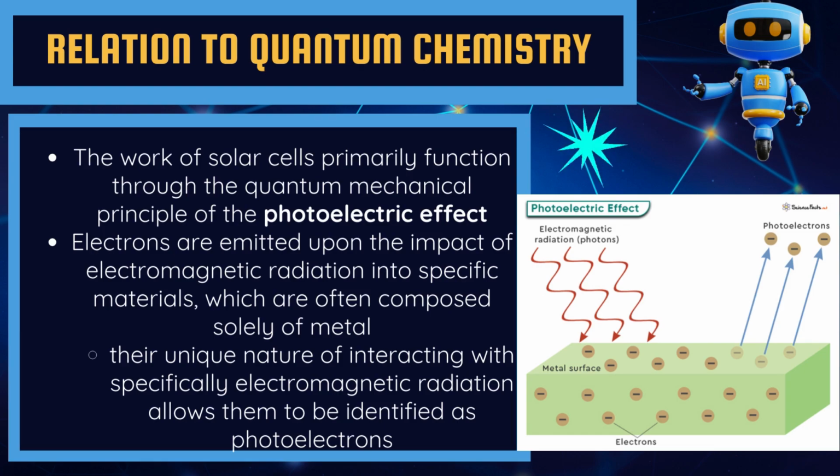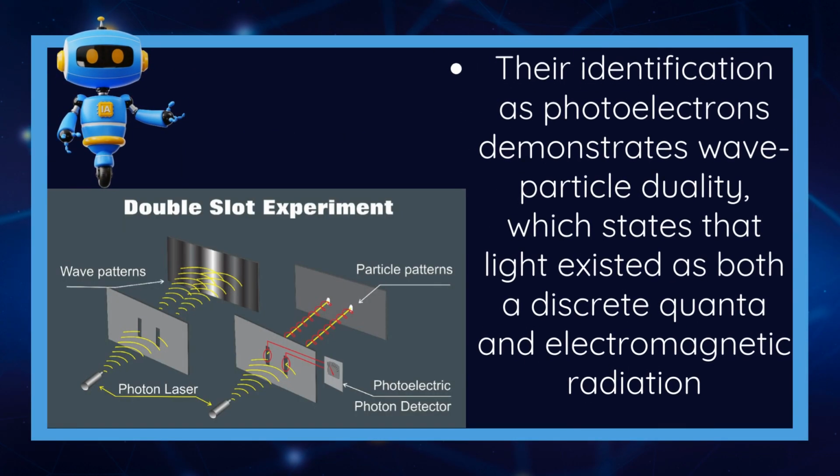These electrons, and their unique nature of solely interacting with electromagnetic radiation, allow them to be identified as photoelectrons, also commonly associated with photons. These electrons and their identification as photoelectrons or photons demonstrate wave-particle duality, which states that light can exist as both discrete quanta of energy or electromagnetic radiation, which comes as waves. The double slit experiment is a good demonstration of this wave-particle duality.